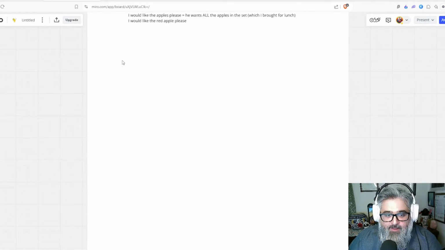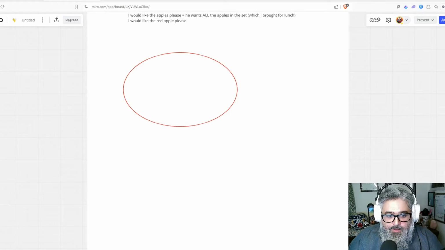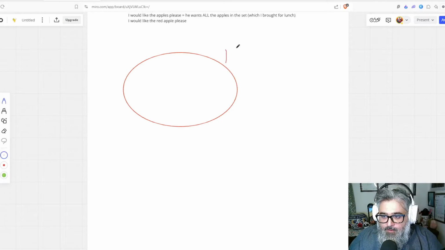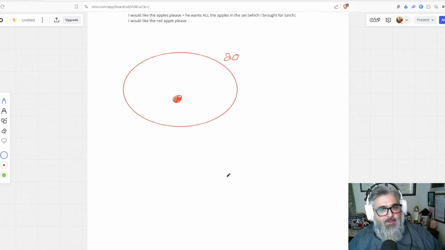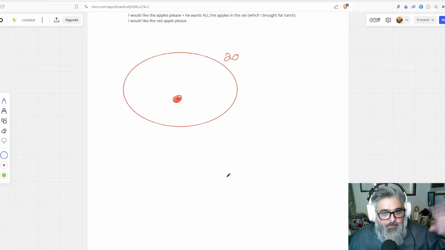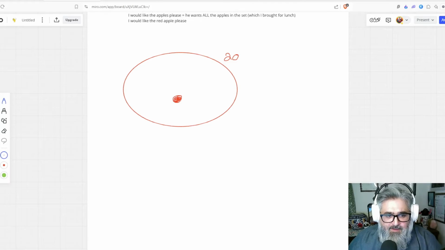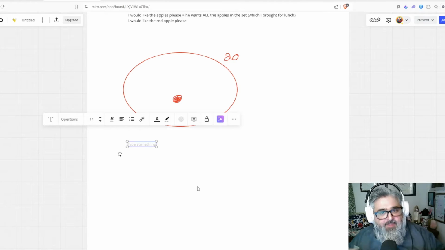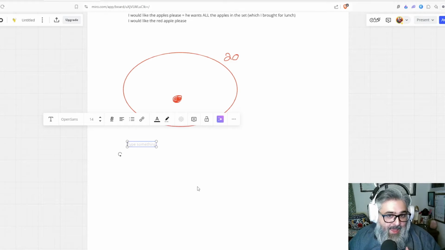Now, let's look at a second example. Now, in this example, let's say I have 20 apples in this set, and he just wants one. He just wants one apple from the 20, right? We're not even talking about colors here. This is when you use the indefinite article. This is when we use a or an.